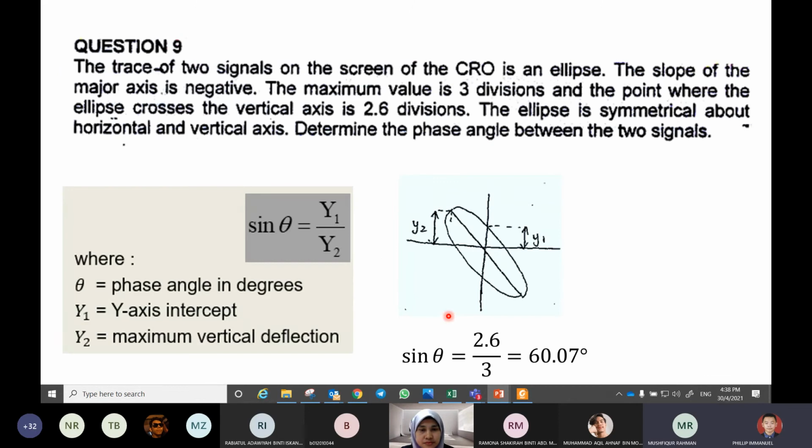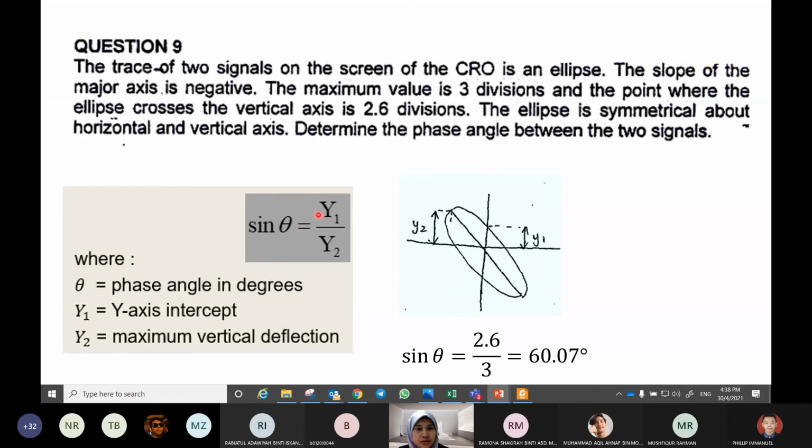Okay, this is I think the last, number 9. The trace of 2 signals on the screen of the CRO is an ellipse. The slope of the major axis is negative, like this, negative slope. The maximum value is 3 divisions, meaning this one is 3 divisions. And the point where the ellipse crosses the vertical is 2.6, meaning here. The ellipse is symmetrical about the horizontal and vertical axis. Determine the phase angle between the two signals.